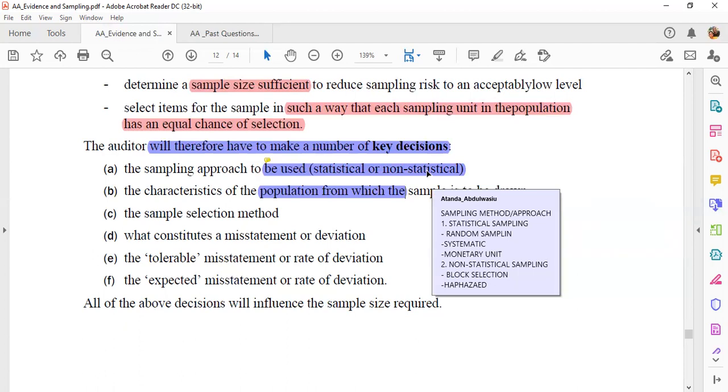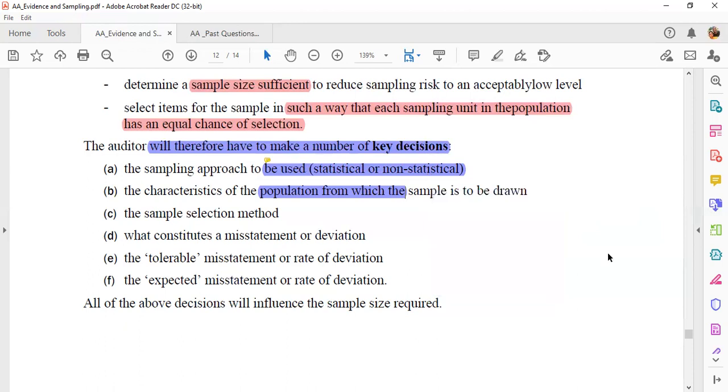If they have different types of inventory, that means each of them has a subpopulation. So in your inventory you have different items, and I can divide them into subgroups. It is in this subgroup or subpopulation that I will conduct my sample, because I can't just match all the items together if they do not have the same characteristics. So it is very, very important: the characteristics of the population from which the sample is to be drawn.